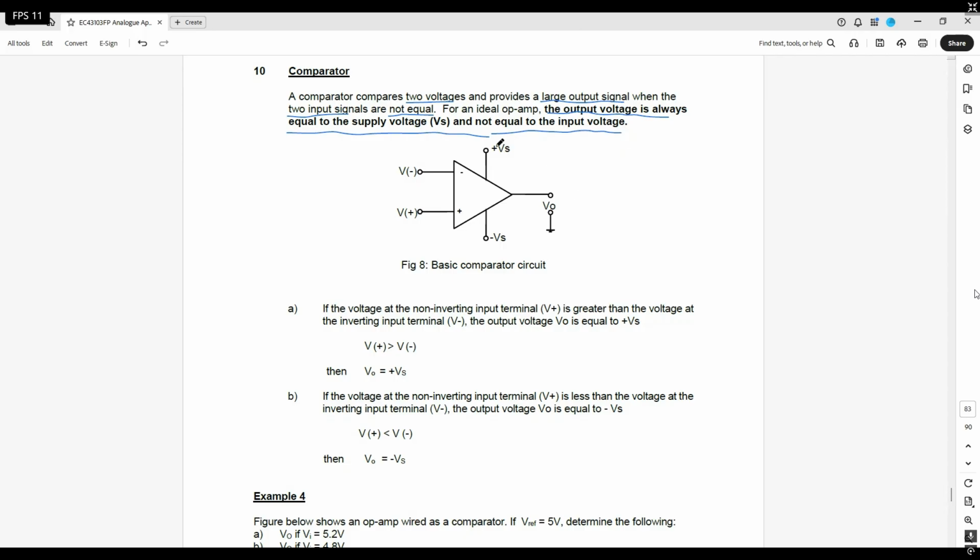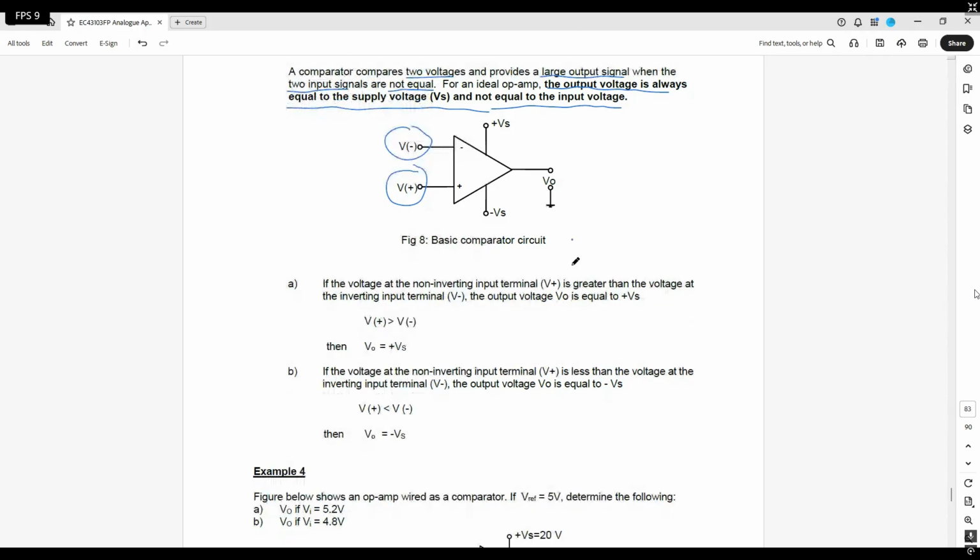Okay, before we continue, this is your comparator circuit. When you hear the word comparator, you know that you're going to compare the two input signals coming into the comparator, which are the two inputs here. One is negative, one is positive. And then let's see what happened now. There's condition one. Okay, we'll start now.